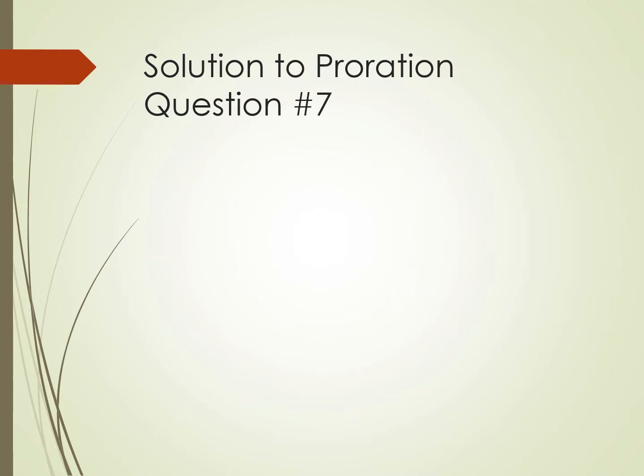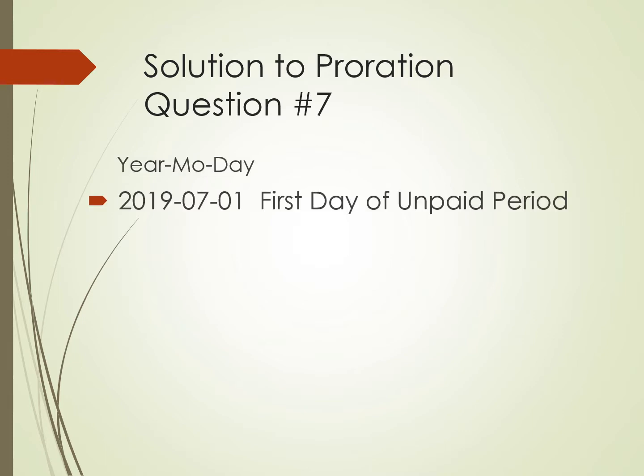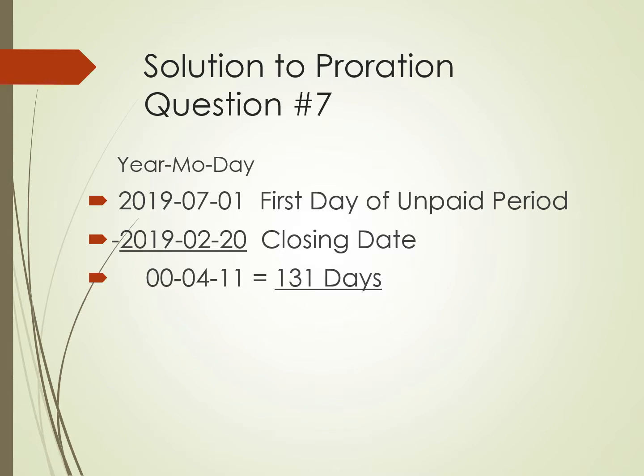Solution to proration question number 7. The first day of the unpaid period, July 1st of 2019. So here's how we write it in the year, month, day format: 2019-07-01. Our closing date is February 20th of 2019, so it's 2019-02-20. In our subtraction issue now we're going to have to borrow again because in our day column we're trying to subtract 20 from 0.01.